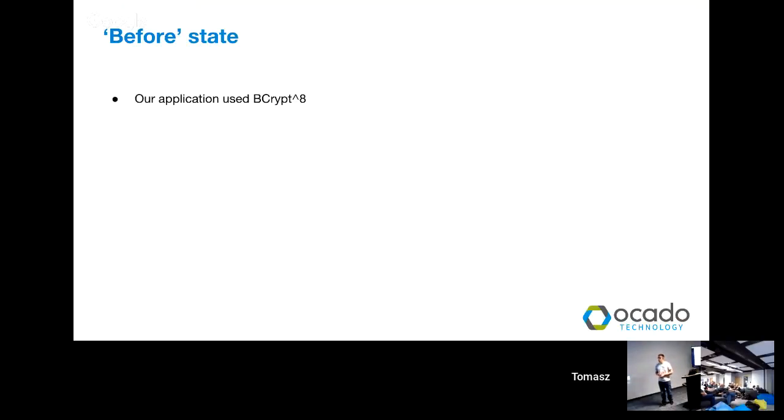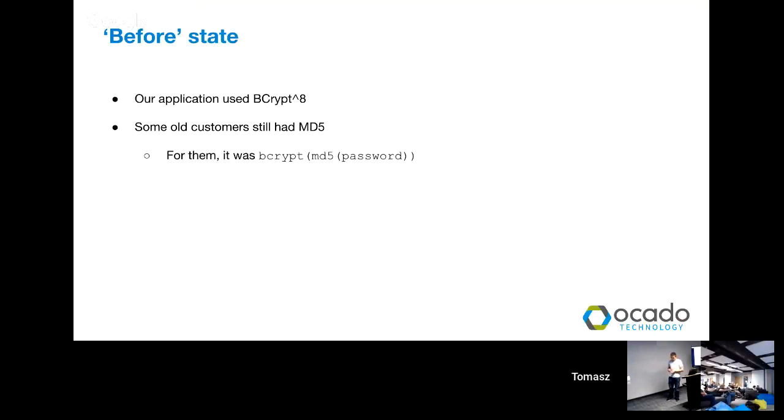So our application, when I started developing, already used bcrypt with a cost factor of 8. Having said what I said already, it seems that it's already good, right? What else was there? Some old customers still had MD5, but not pure MD5. Back in the beginning we were using MD5s, but when we first migrated to bcrypt, we just bcrypted the MD5s, so we were actually pretty safe.